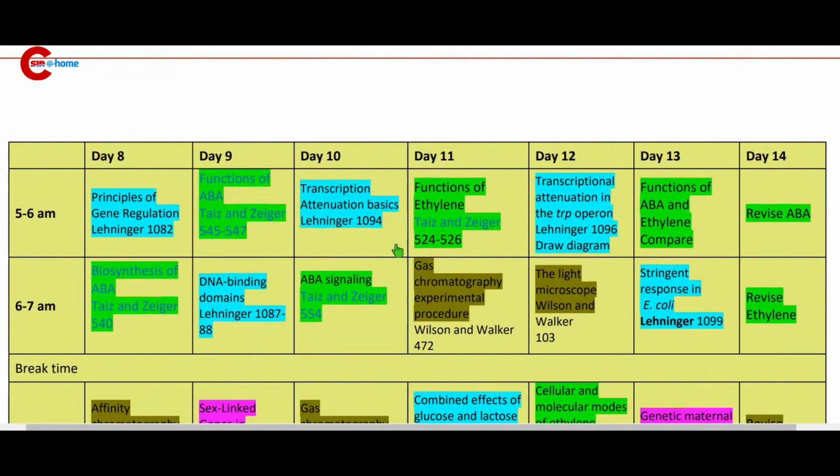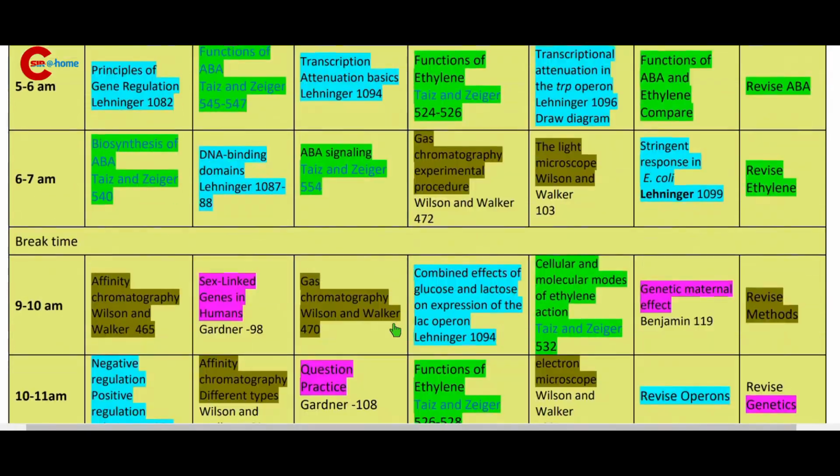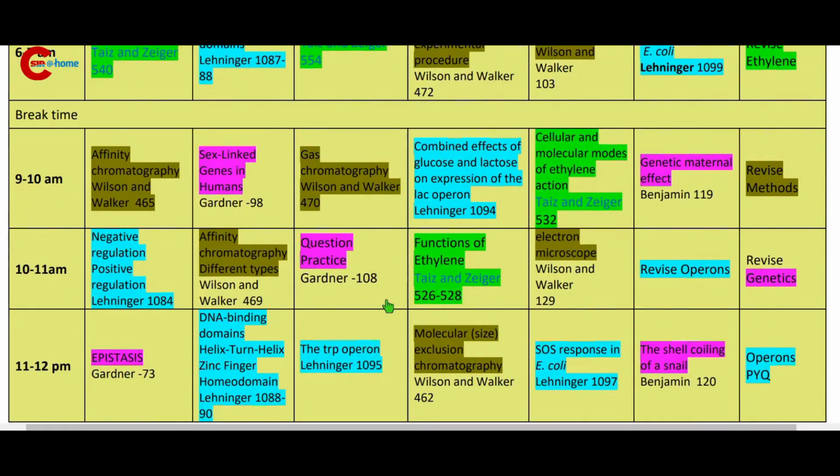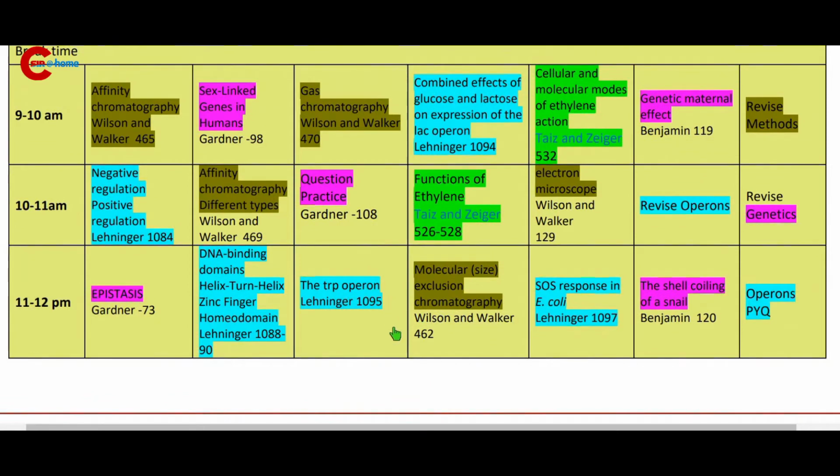5 to 6 a.m. transcription attenuation basics. 6 to 7 a.m. ABA signaling. 9 to 10 a.m. gas chromatography, Wilson and Walker. 10 to 11 a.m. question practice, Gardner, page number 108. 11 to 12 p.m. trp operon, tryptophan operon.